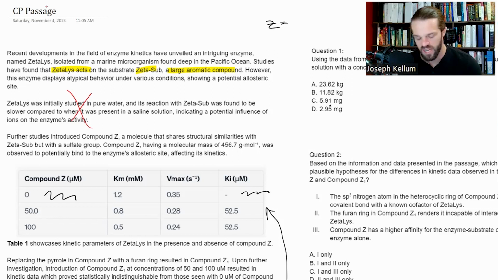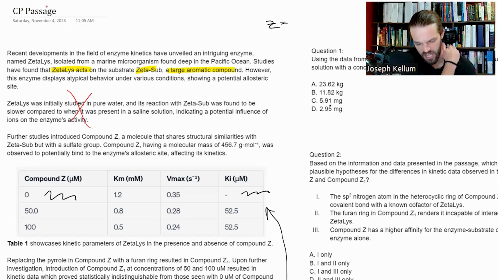Okay, so what that tells me is that it's more soluble, right? Like compound Z has to be more soluble than zeta sub because it has a sulfate group where zeta sub does not. Sulfate is highly charged. Okay, so yeah, just another thing to be aware of. Compound Z having a molecular mass of this, probably going to be important, but I'm not going to highlight it because my eyes can very quickly find numbers whenever I jump back into the passage. So if I need to come back and look at that, then I can.